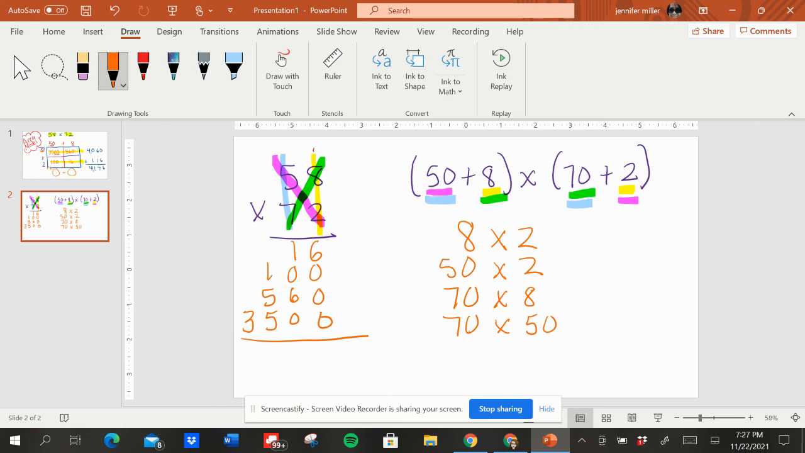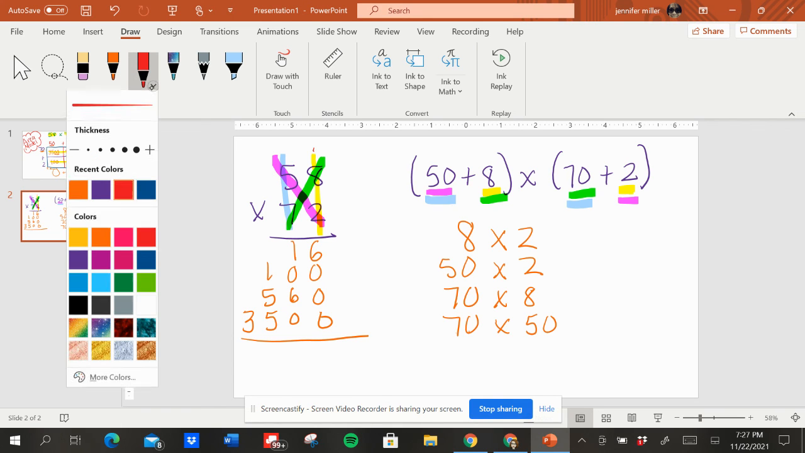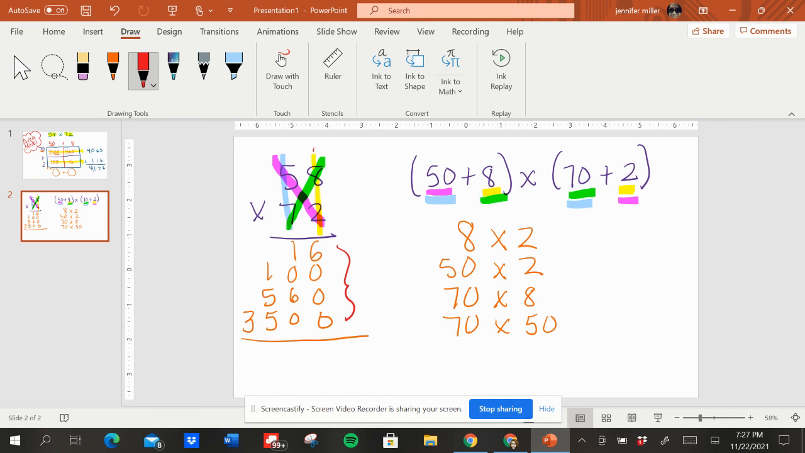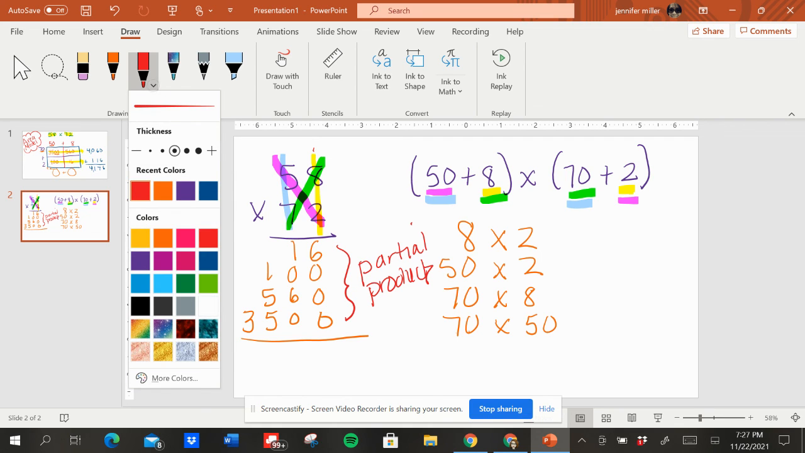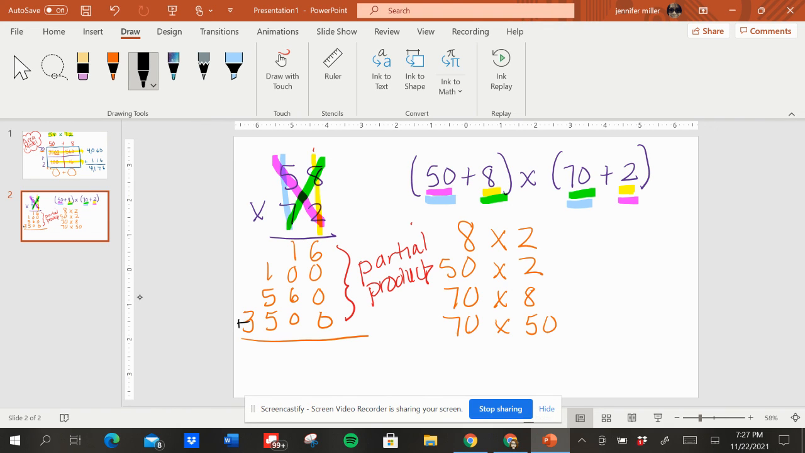So once again, these are my partial products. And when I find their sum or add them together, I've got 6. 1 plus 6 is 7. 5 and 5 is 10, plus 1 is 11, and 1 and 3 is 4. I have that same answer of 4,176. So these are partial products.